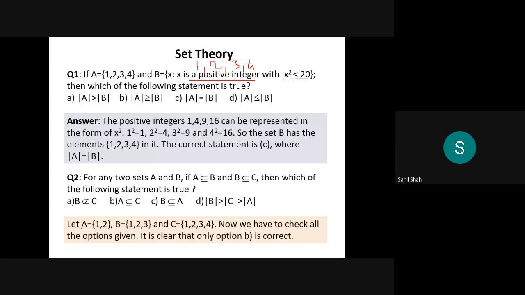Observe. Let A equal to 1, 2, B equal to 1, 2, 3, and C equal to 1, 2, 3. What is given? A is a subset of B. Do we have A as a subset of B? Yes. Do we have B as a subset of C? Yes. So can we infer A is a subset of C? Yes. By the definition of subset, if A is a subset of B, every element of A is present in B. If B is a subset of C, every element of B is present in C. Hence, A is a subset of C would be true.